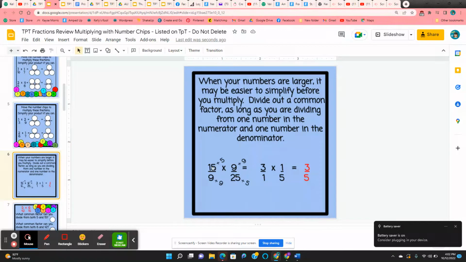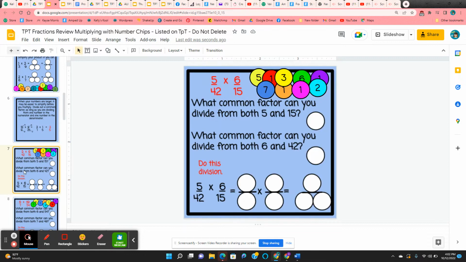Here, all they need is one number in the numerator and one number in the denominator, and they can divide out a common factor. So 15 and 25, I could divide out a 5. 9 and 9, I could divide out a 9, and that would give me 3/1 times 1/5, and the multiplication is much easier, 3/5. They're going to practice that here.